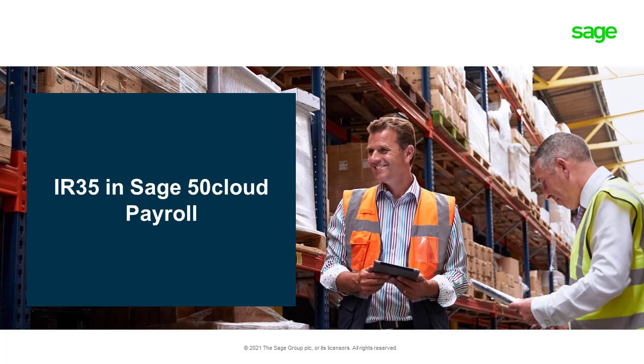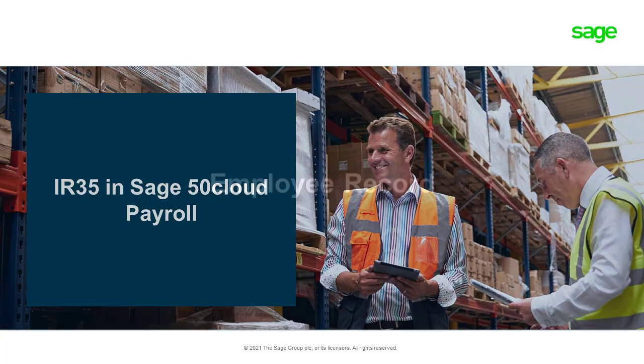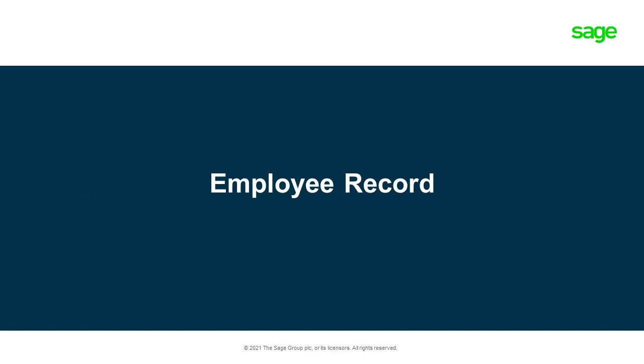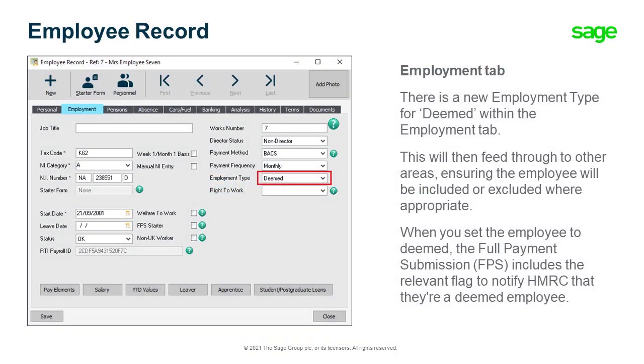So let's talk product and discuss what changes have been made to the Sage 50cloud payroll software to support you with the IR35 legislation. The first of which relates to the employee record. Let's find out more. When your process date is set to on or after the 6th of April 2021 in Sage 50cloud payroll, you can set the employment type as deemed when you create a new employee. The employment type can then be found within the employment tab of the employee record. This will then feed through to other areas, ensuring the employee will be included or excluded where appropriate.